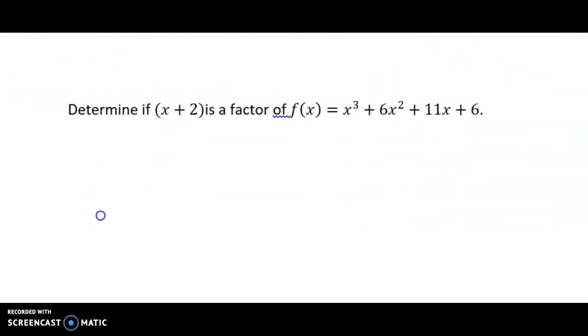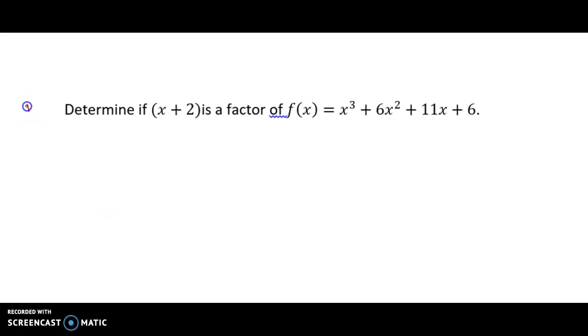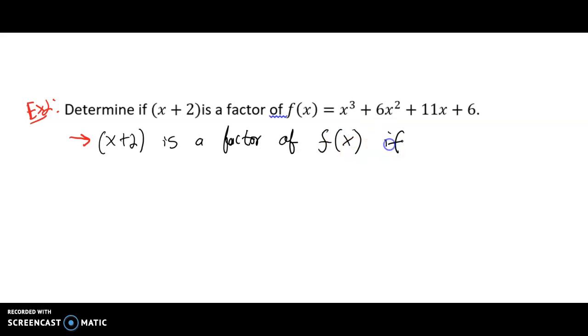Next example. Okay, this is the second type of problem we're going to deal with today. It says determine if x plus 2 is a factor of f of x. Okay, so first we're going to write our theory, our strategy out. We're going to say x plus 2 is a factor of f of x if f of negative 2 equals 0.